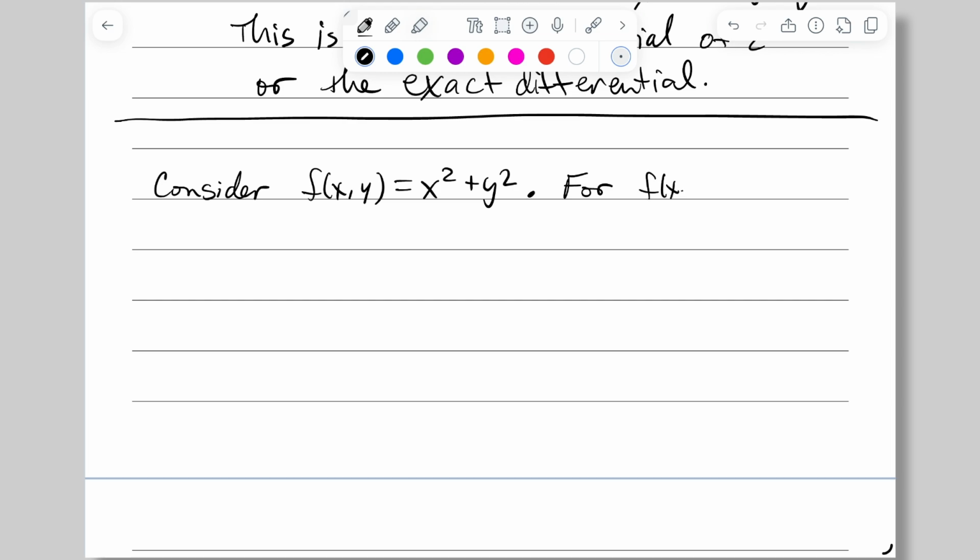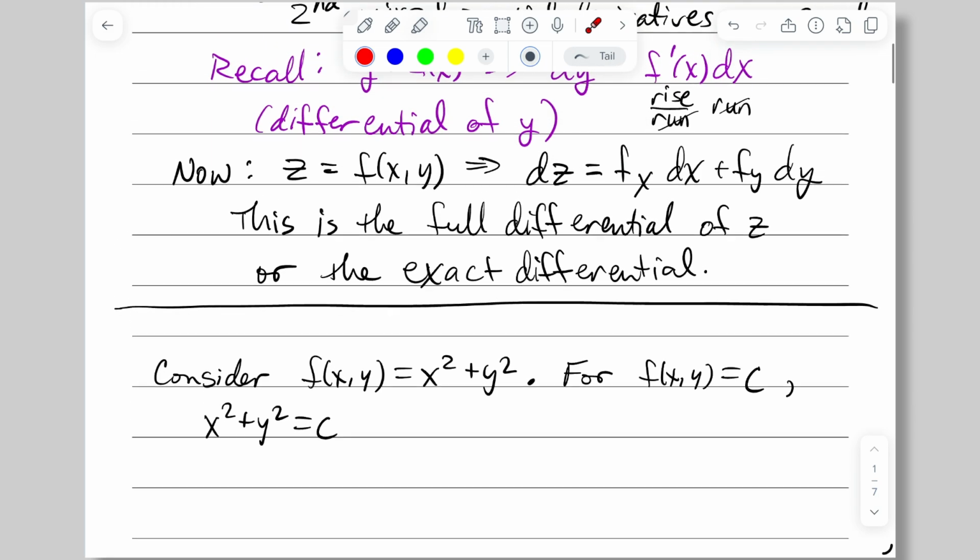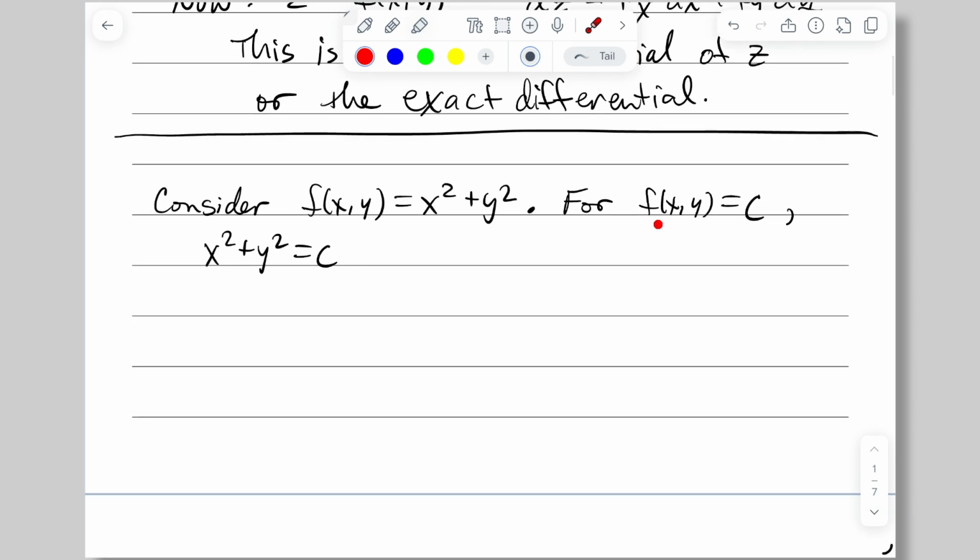For f of x, y equals some value c, we have x squared plus y squared is equal to c. Now, to get an idea of what's happening here, remember f of x, y, maybe not remember, I will introduce to you that f of x, y is actually the z coordinate. And so here, when we say f of x, y is equal to c, we're actually fixing the z coordinate.